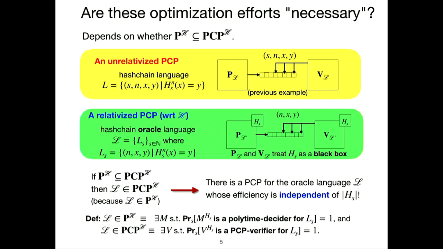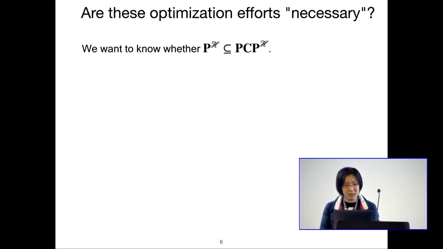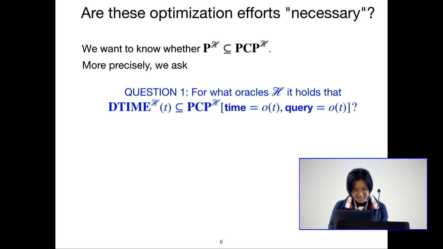So that means in this case, it's not necessary for us to optimize the circuit size of the hash function in order to improve the efficiency of the PCP proof system. So we now are interested in the specific question whether relative to H, the class P is inside the class PCP. More precisely, we're actually asking for what kind of oracle H.